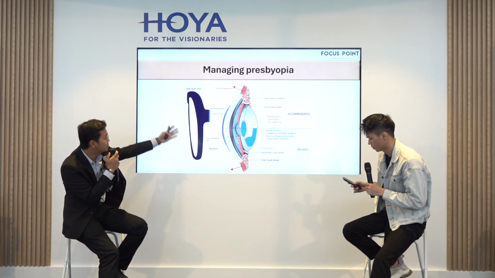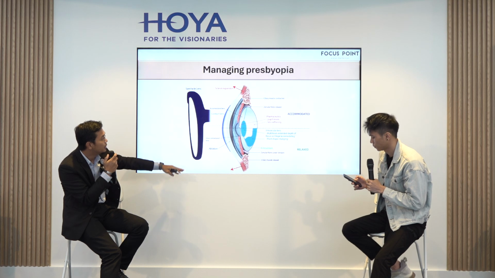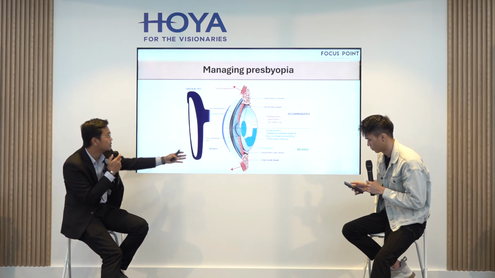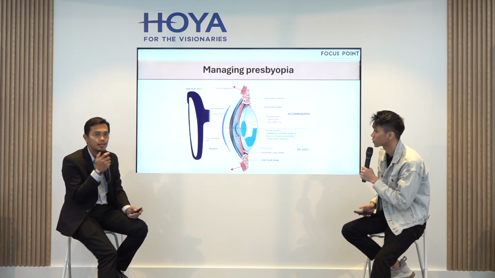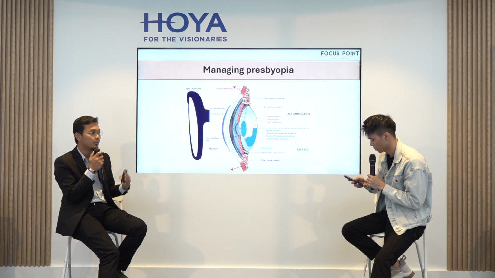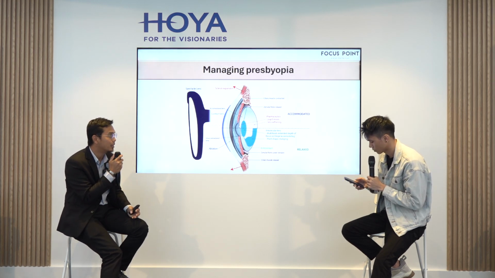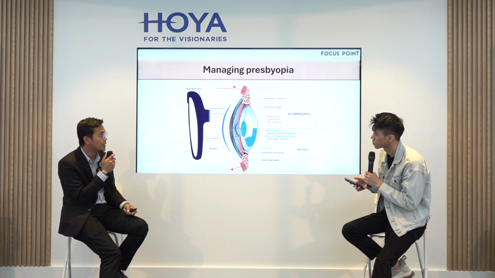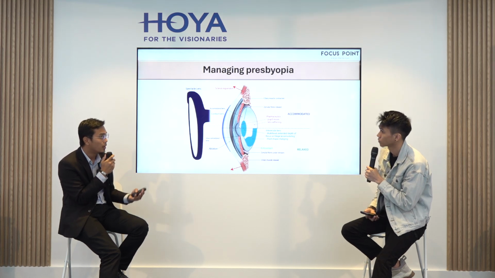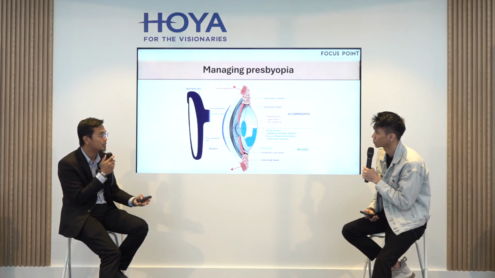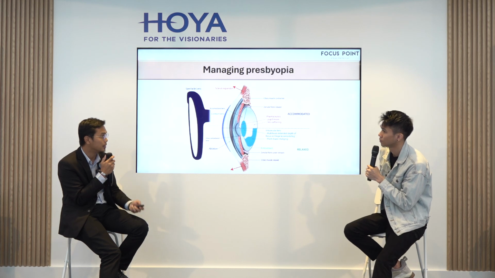Okay. So these are some options available to manage presbyopia. The first thing is spectacles. The second common option is contact lenses. Some people think that after they are in their 40s and have difficulty reading, they cannot wear contact lenses anymore. But there are multifocal contact lenses available that you can wear to help you see both far and near more clearly.